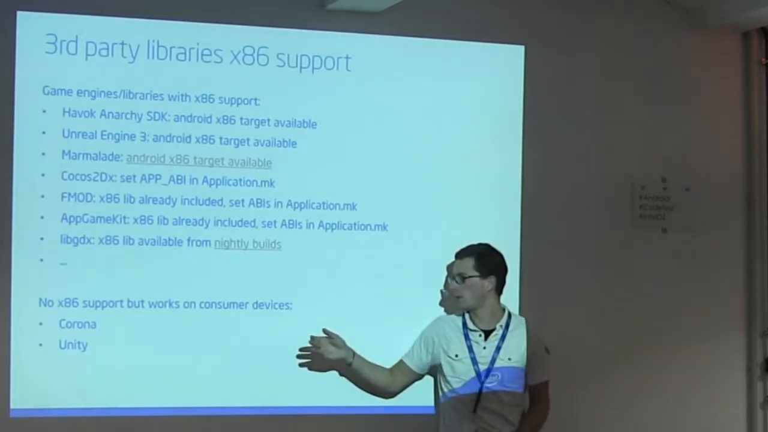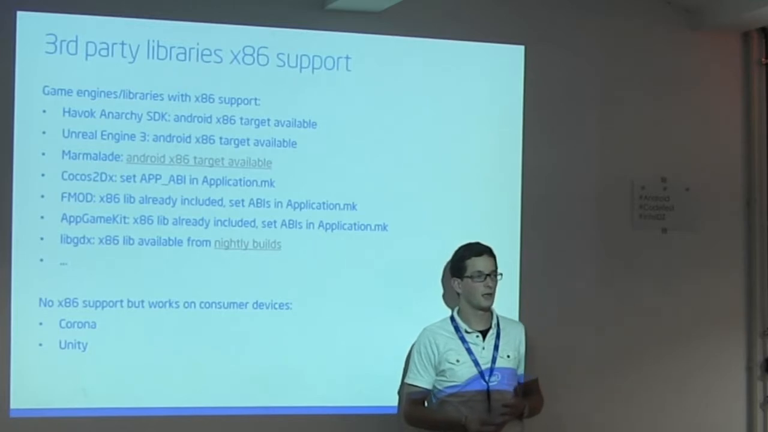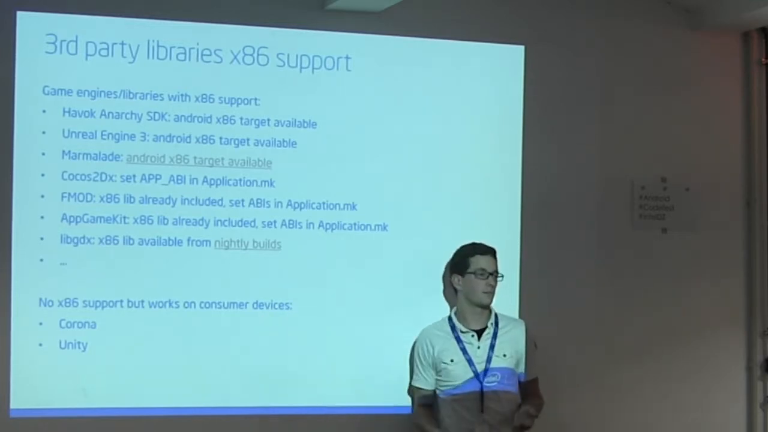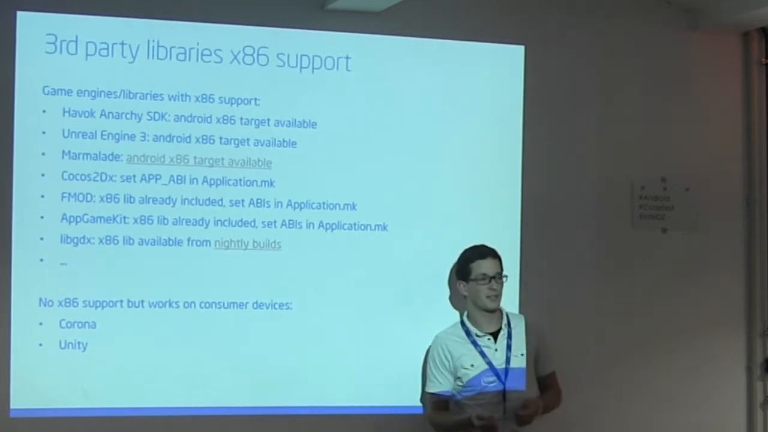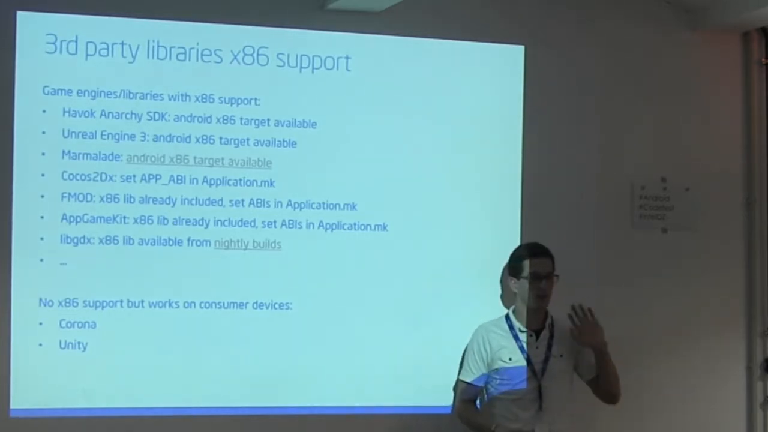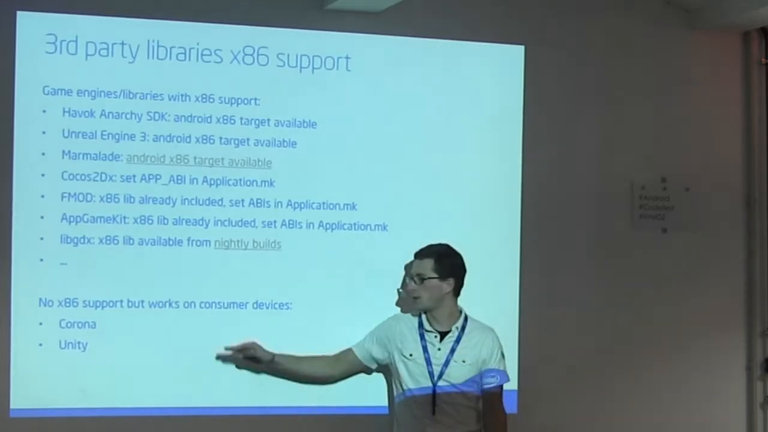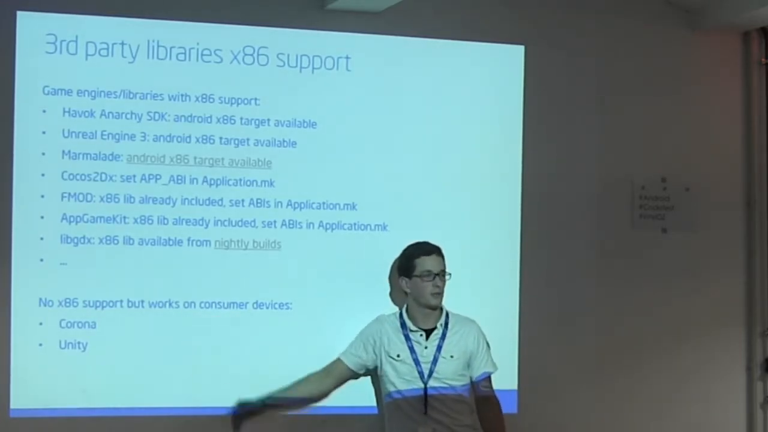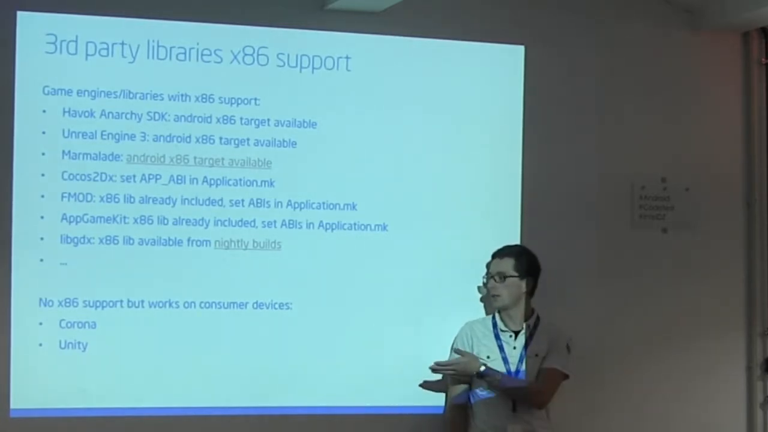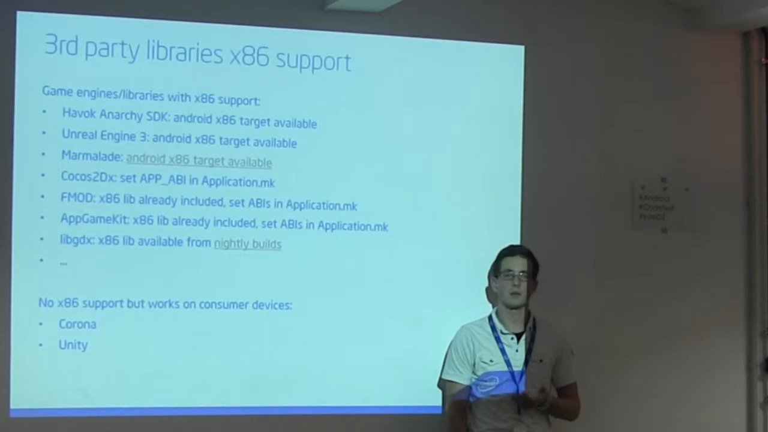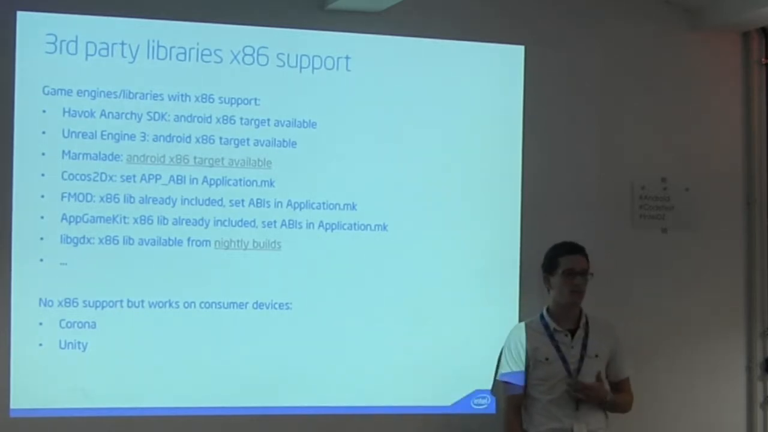But some other engines still don't support x86. In this case, there is not much you can do yourself about asking them, begging them for x86 support, saying, no, we have devices now, but there is nothing you can really do. So Corona and Unity don't support x86 yet. But the ARM version is working quite well on our devices. If you buy an Intel device, you can still play it on the run.